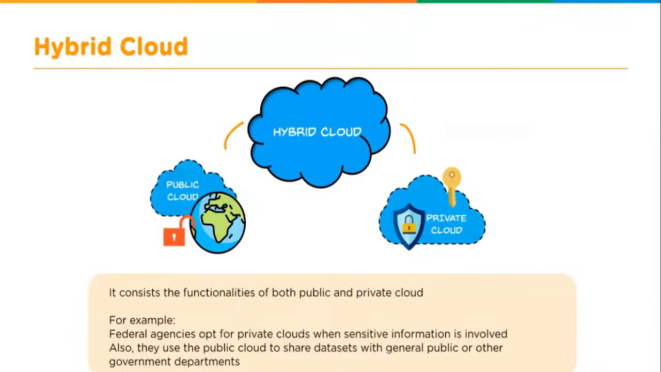Then hybrid cloud is the best of both public and private cloud. For example, a federal agency opts for private clouds for storing and deploying personal data, and uses public cloud to share non-sensitive data with the general public or with other government departments.